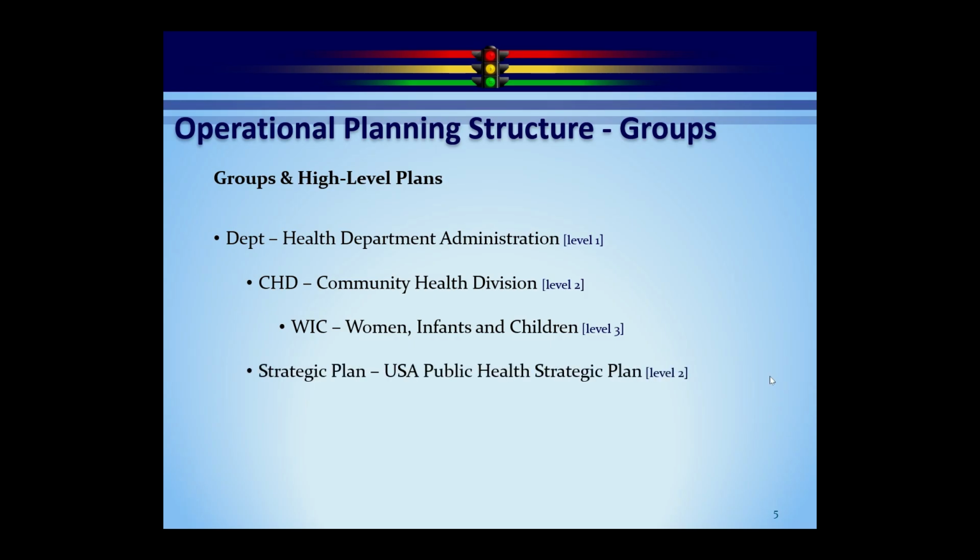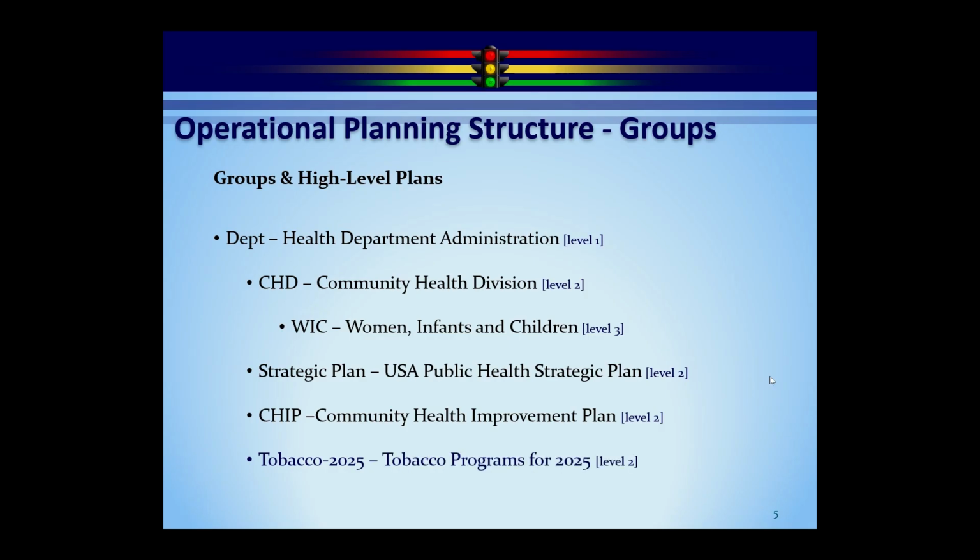Your strategic plan is typically a level 2 group reporting to the department. Your community health improvement plan, same thing. So these are the high level plans, again, reporting at the department level. Today, we're going to go back to the tobacco example. So tobacco 2025 will be a level 2 group reporting up to the department. In our case, it's going to be reporting to the training group that we have in the system here. So that's your groups. Again, it's just a hierarchical structure of the department plus the primary plans.